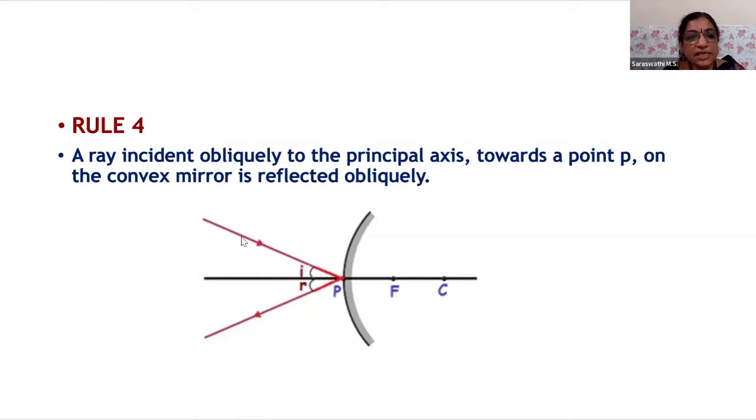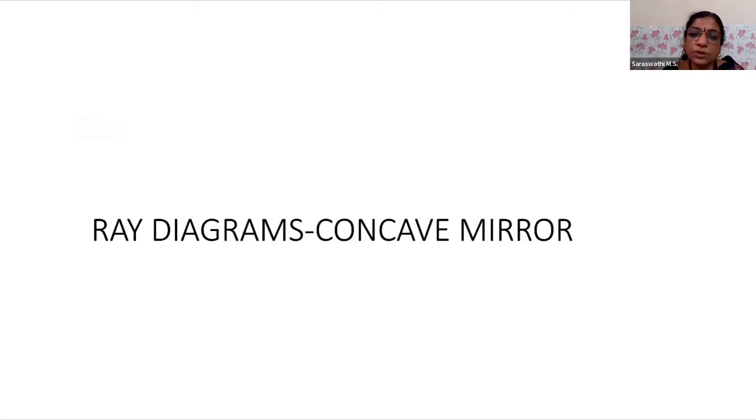And of course, the last rule is a ray which is incident at the point P of the convex mirror will make equal angles. That is, the reflected ray will make the same angle. If i is going to be 30, r will also be 30 degrees. And this is the fourth rule that we need to apply.